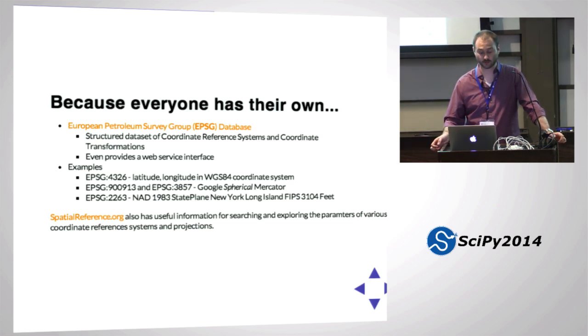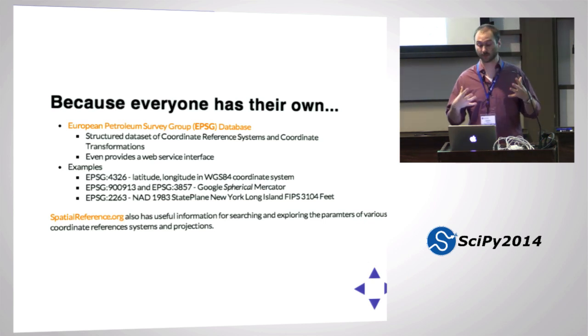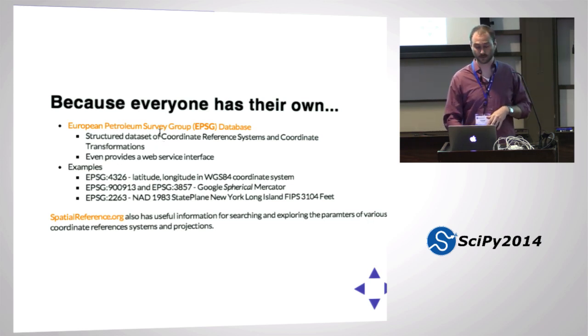So that's the European Petroleum Survey Group, which actually is not called that anymore. The reason they have this database, the EPSG database, is because they were going around drilling and looking for oil all over the world in different places, and they needed to work in the local coordinate reference system and projection. So they compiled a database so that they could know what projection to use when they were where and why and with who.